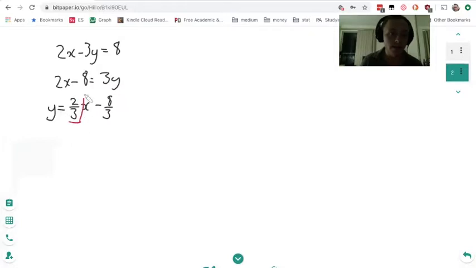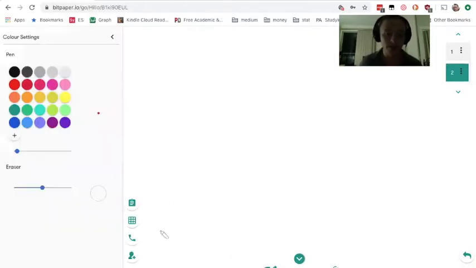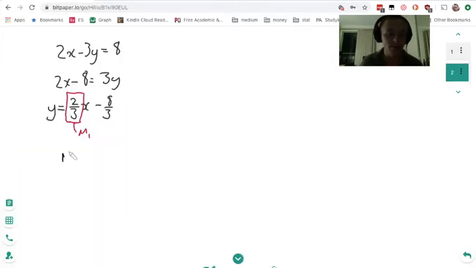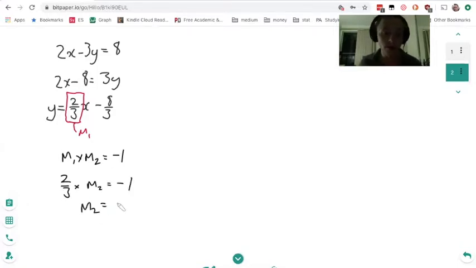Let's recognize that this here is the gradient of my first line. We could call that m1. What I would like to do is find m2, knowing, as I said before, m1 times m2 equals -1. So let's just put that in. 2 on 3 times m2 equals -1. I'll multiply both sides by 3, divide both sides by 2. So m2 equals -3 on 2. So I have the gradient of my perpendicular line now.